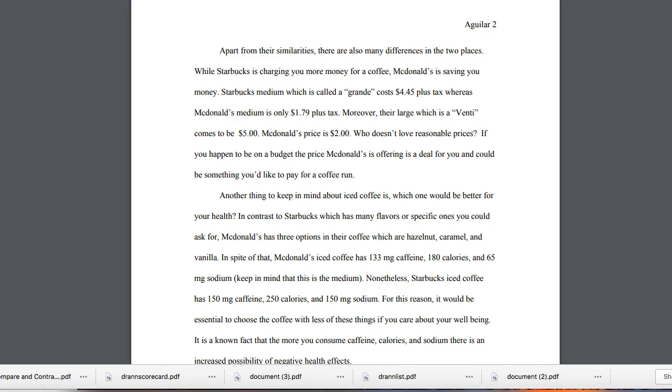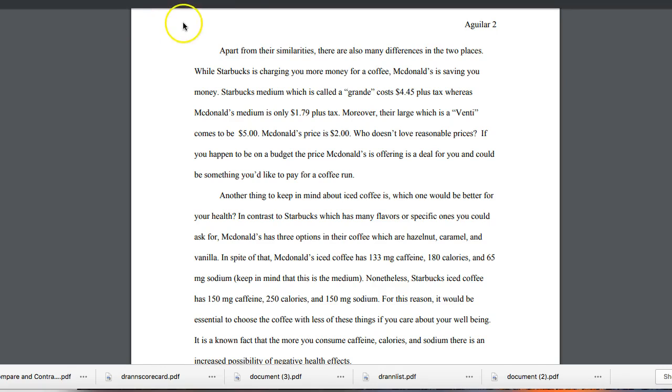gives us a couple of paragraphs that demonstrate good use of transitional sentences, words, and phrases that I thought would help everybody. So Michelle has just finished talking about the similarities in iced coffee between Starbucks and McDonald's. All right, so here she moves to a new idea. Apart from their similarities, there are also many differences in the two places.